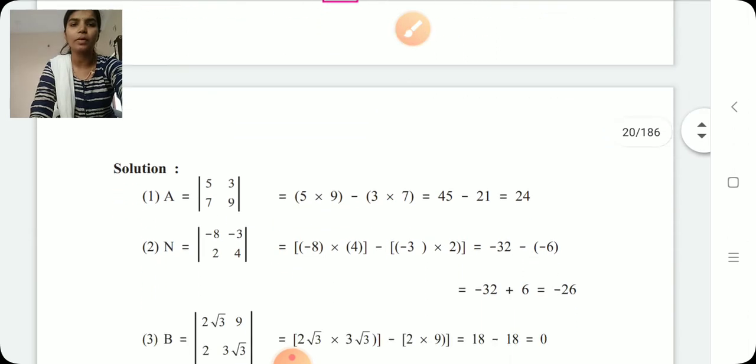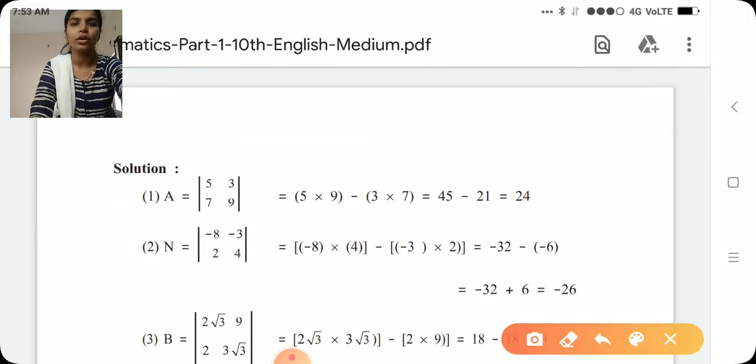Cross multiply it, that means 5 into 9, 3 into 7. So 5 nines are 45 minus 21, your answer is 24.